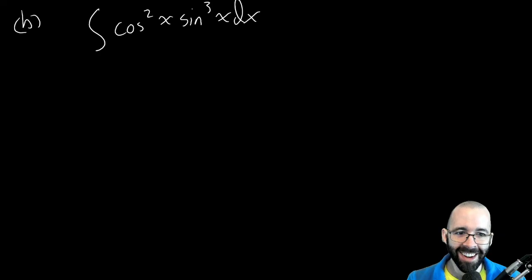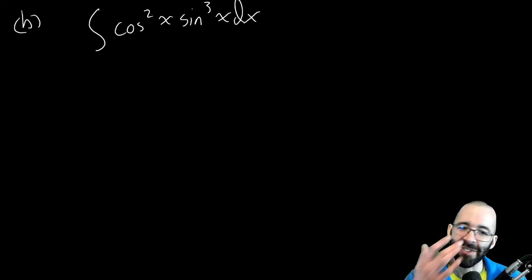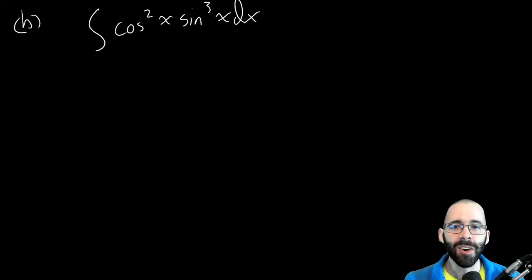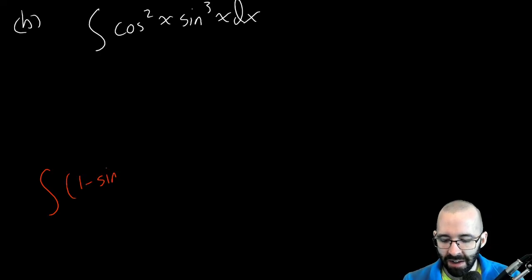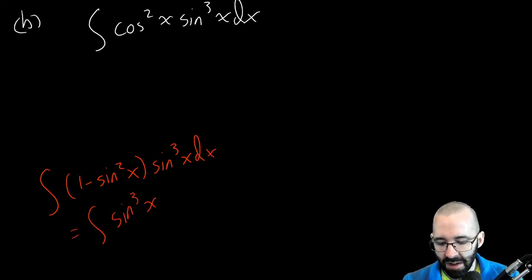It's wrong. It's not wrong. It's just not helpful. But I hope you see, oh, we can put everything in terms of sine squared. So don't write this down. But if we do that, right, cosine squared is 1 minus sine squared. So this is actually not helpful, but I want you to think about it, because look what it gives us.